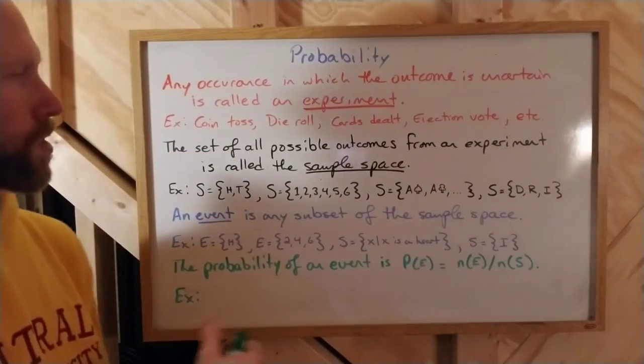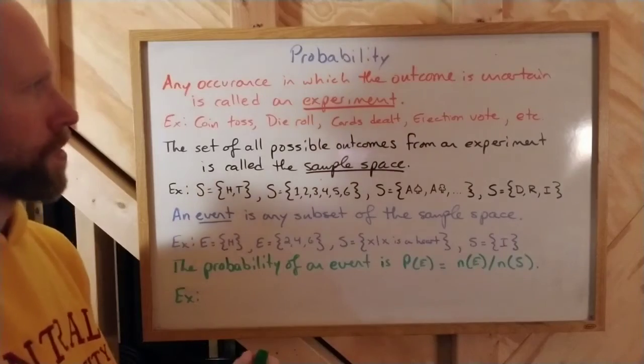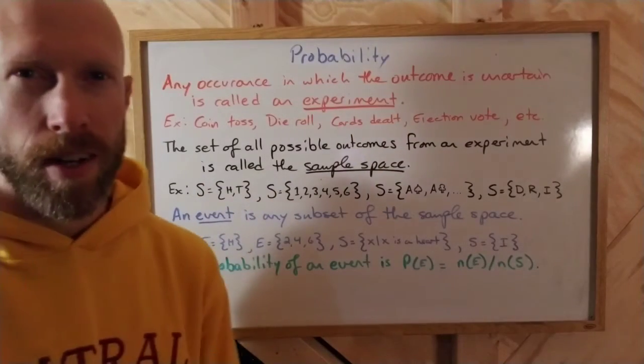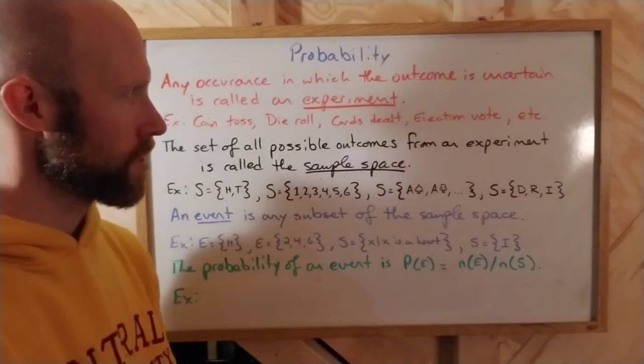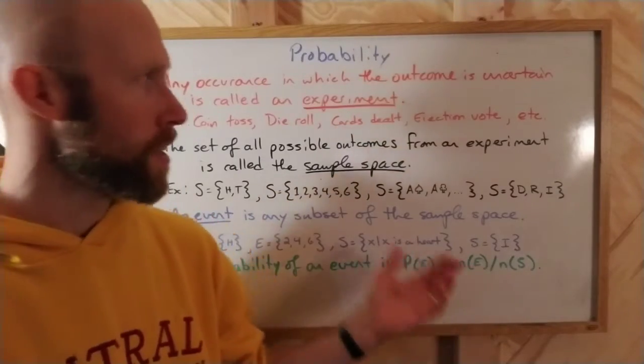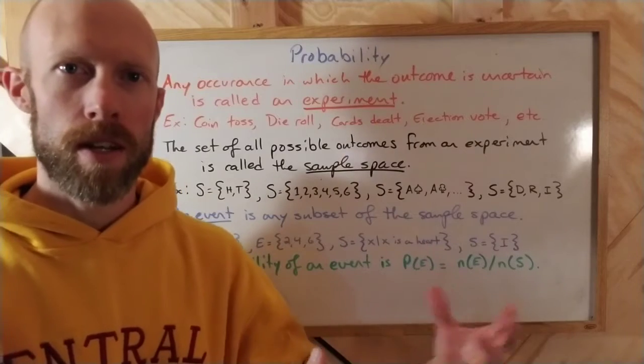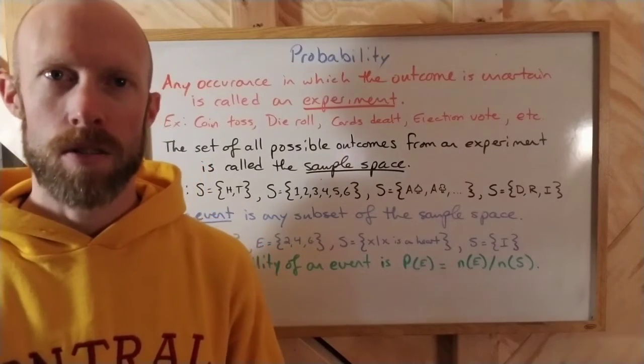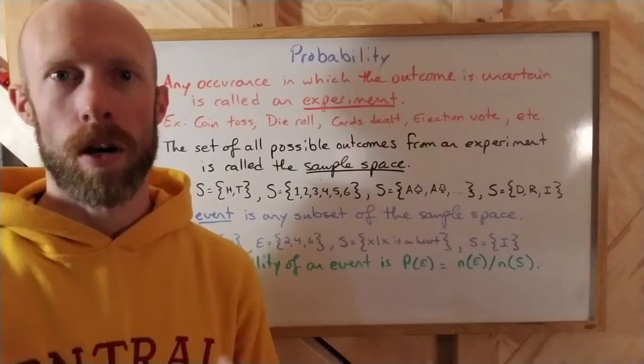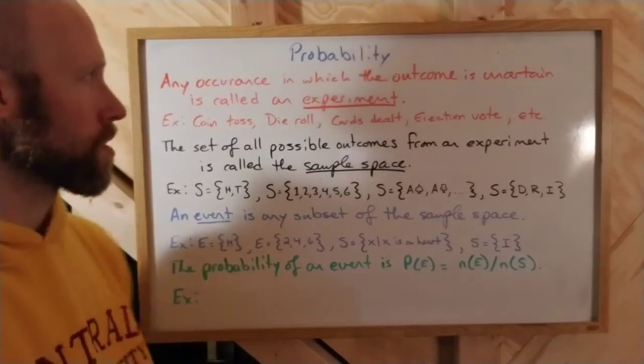I've got some examples up here. An occurrence might be a coin toss, or a die roll, or cards being dealt, a vote in an election, etc. Anything that's uncertain, any future or current event that has some uncertainty as to what's going to happen, is considered an experiment.